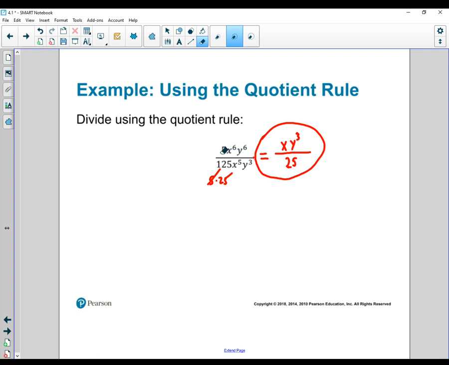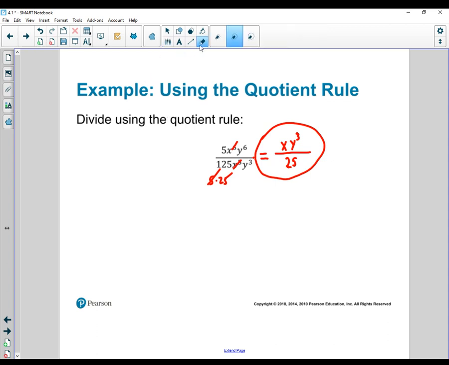So if I were to write out x to the 6th, that would be x times x times x 6 times, right? And if I were to write out x to the 5th, that'd be x times x times x 5 times. So 5 of these x's in the bottom are going to cancel with 5 of the x's in the top. And after I cancel them, since there's 6 of them, there's only going to be 1 left, but in the top, right?